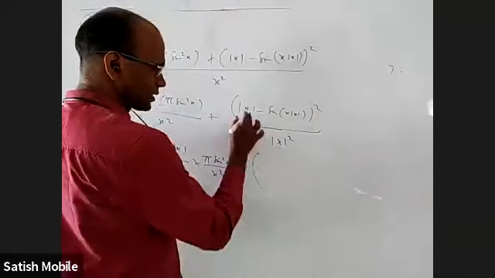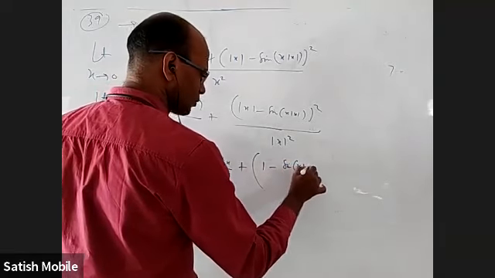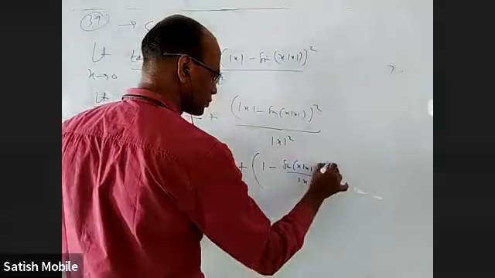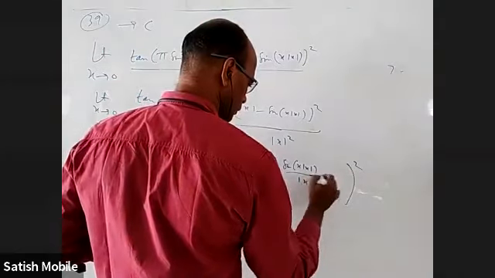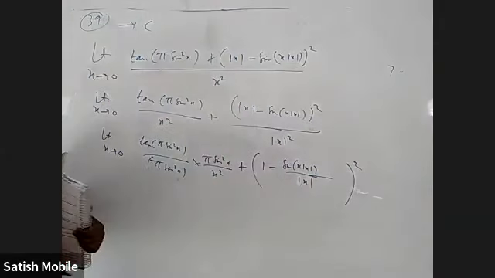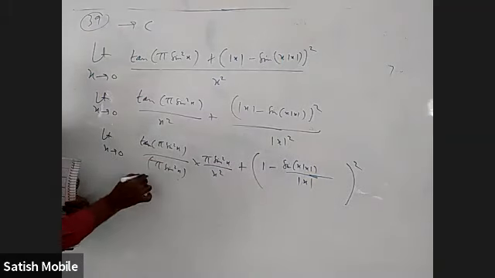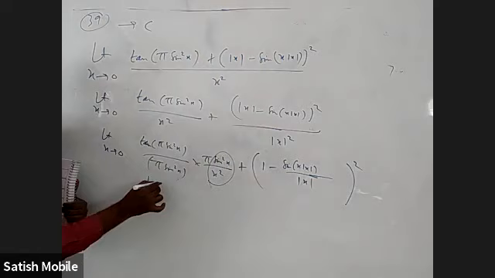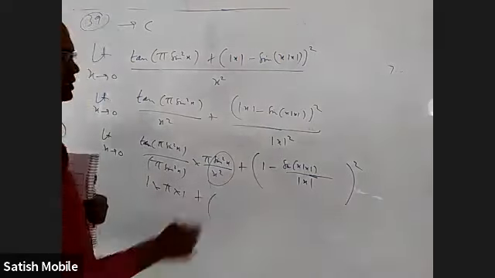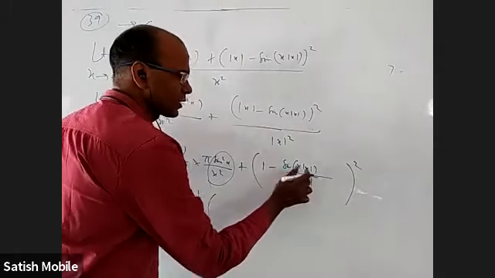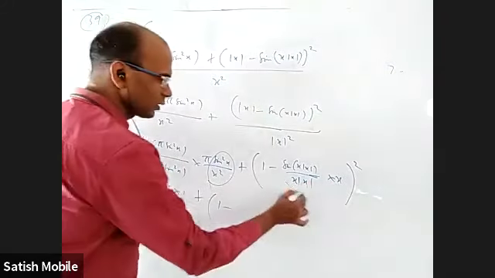This one, when I take this inside, it will become 1 minus sine of x mod x by mod x whole square. Okay, this is tan theta by theta, theta tending to 0, limit is 1. Sine square x by x square, limit is 1, so 1 into pi into 1, pi. Because here x mod x is there, I need here also x mod x. I'll divide and multiply with one more x. This limit is 1.